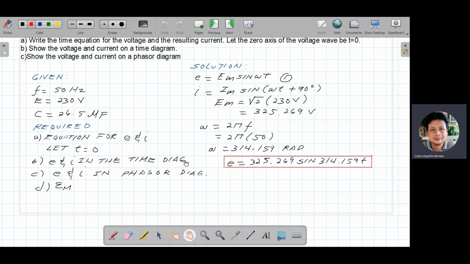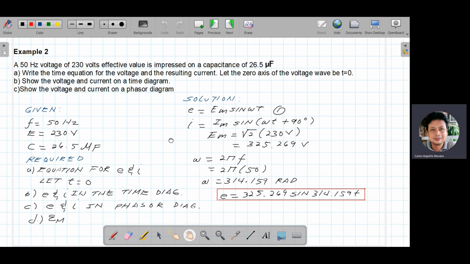So, ito yung mga given natin, no? We have 50 Hertz for the frequency, 230 volts for the RMS voltage, and the capacitance is 26.5 microfarad. Required equation for E and I, let t equals 0, E and I in the time diagram, E and I in the phasor diagram, at saka yung maximum energy na nai-store dito sa capacitance, no? Hindi nakasalagay dito. Show the voltage in the phasor diagram.